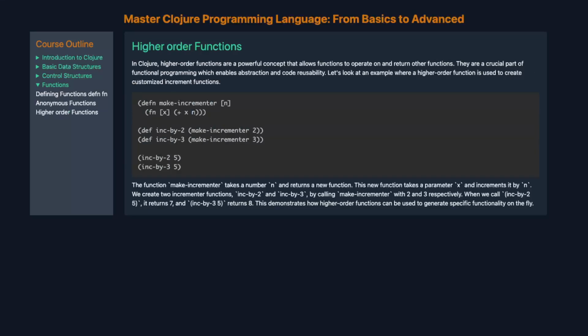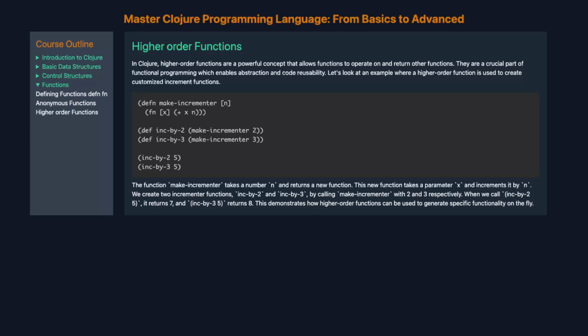Higher order functions. In Clojure, higher order functions are a powerful concept that allows functions to operate on and return other functions. They are a crucial part of functional programming, which enables abstraction and code reusability. Let's look at an example where a higher order function is used to create customized increment functions.